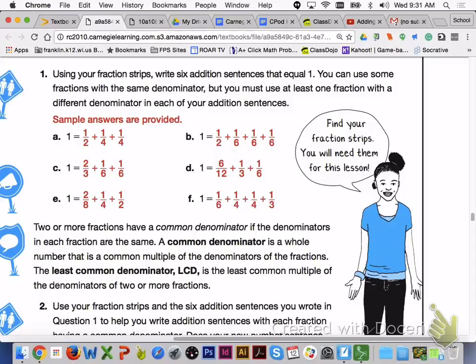For number 1, here are sample answers of addition sentences that are equal to 1 using your fraction strips. If you have a fraction sentence that you put down that you do not see here, please check with me if needed to make sure that your addition sentence is equal to one whole.